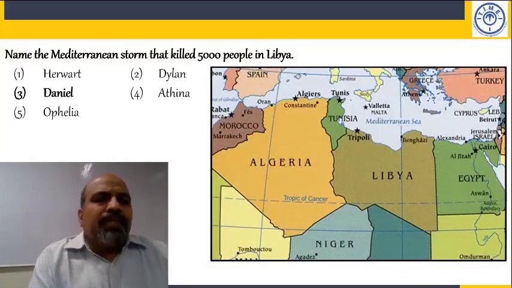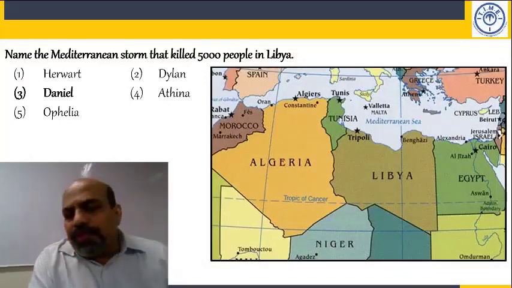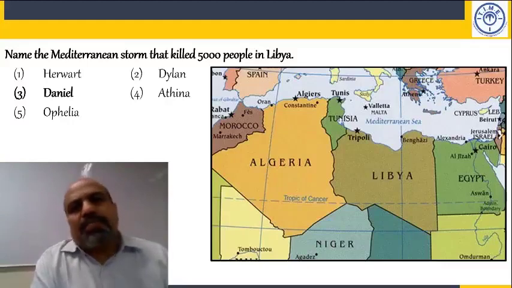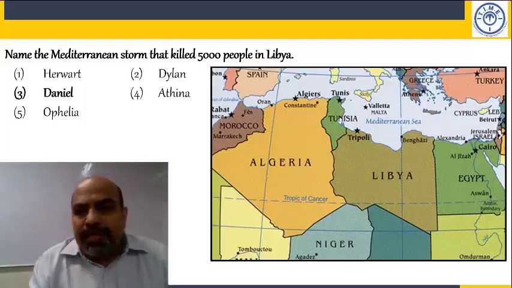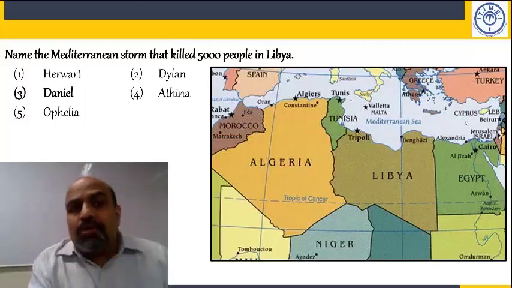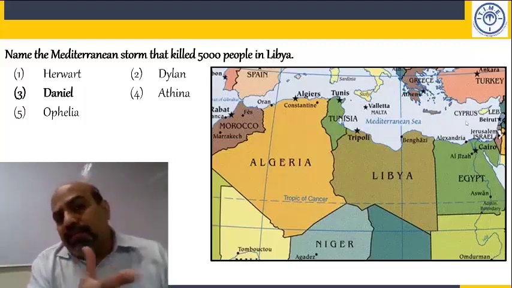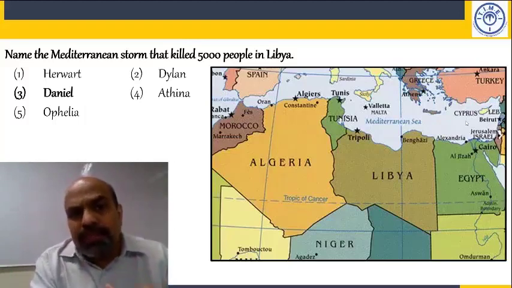Name the Mediterranean storm that killed 5,000 people in Libya. In fact, this storm is considered the deadliest in recorded history in that part of the world. In the Mediterranean Sea, there has never been a storm like this one, called Daniel, Cyclone Daniel or Storm Daniel.